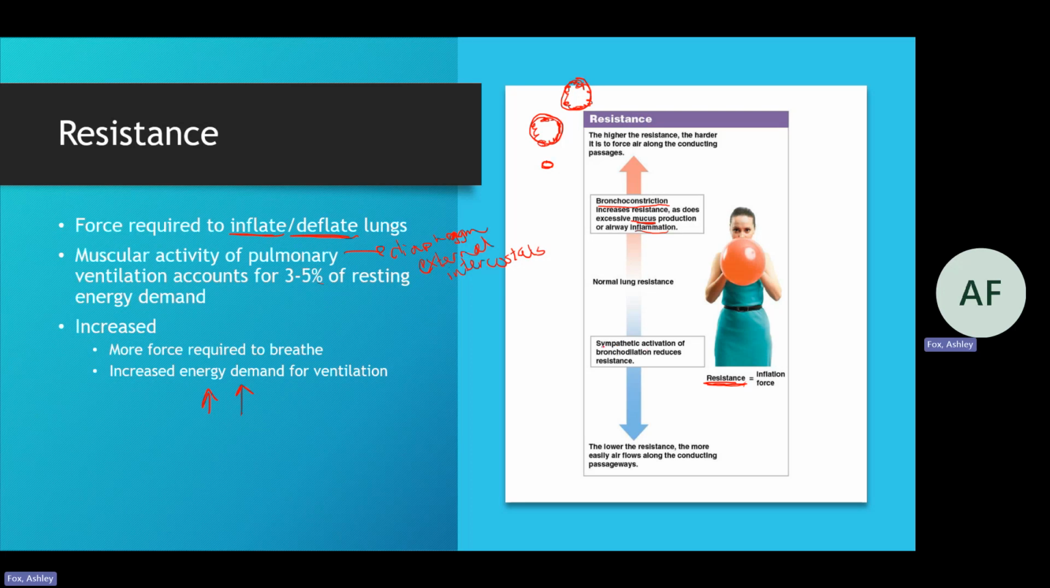Then you also have sympathetic, which actually causes bronchodilation. So this is where you are trying to dilate your bronchioles. And think about it, when you're in fight or flight, you want more air to go to your lungs because you want more oxygen, and your tissues are getting ready to be more active because you're going to run or fight. So you're going to have less resistance with sympathetic. With lower resistance, air flows through the pathways a lot faster and easier and gets down to the alveoli.